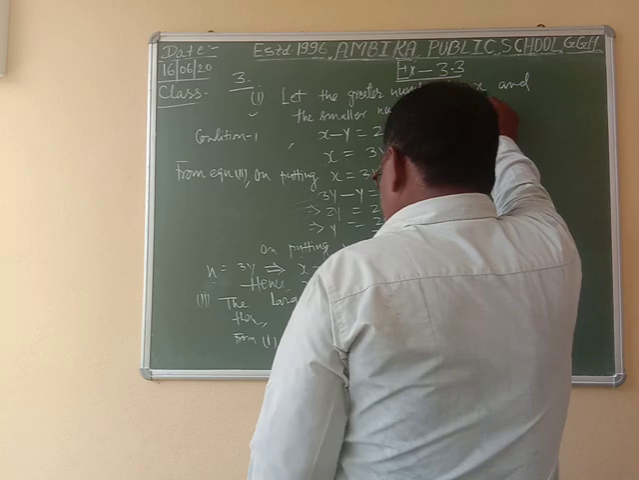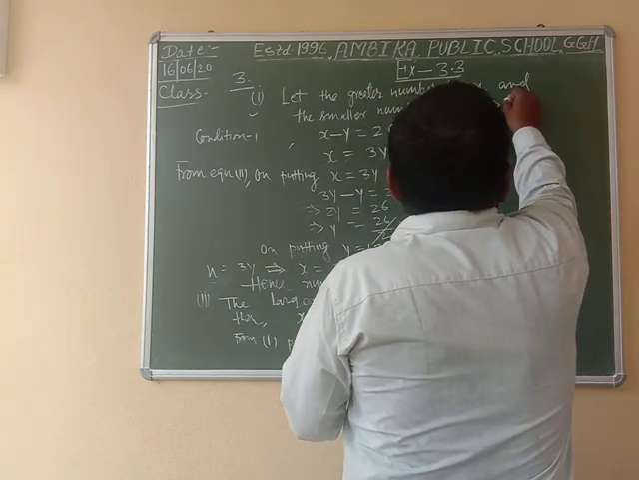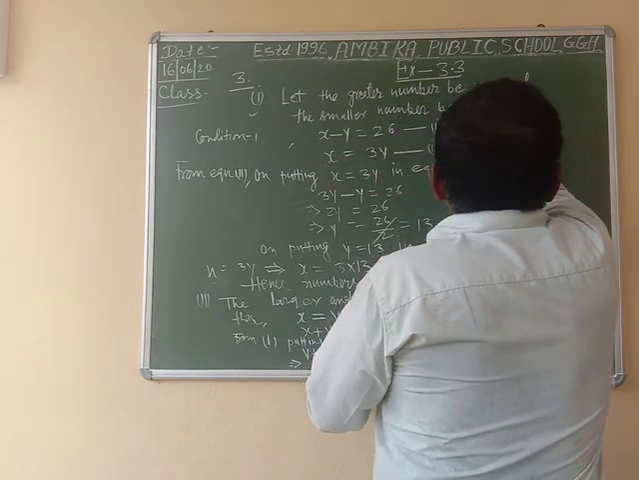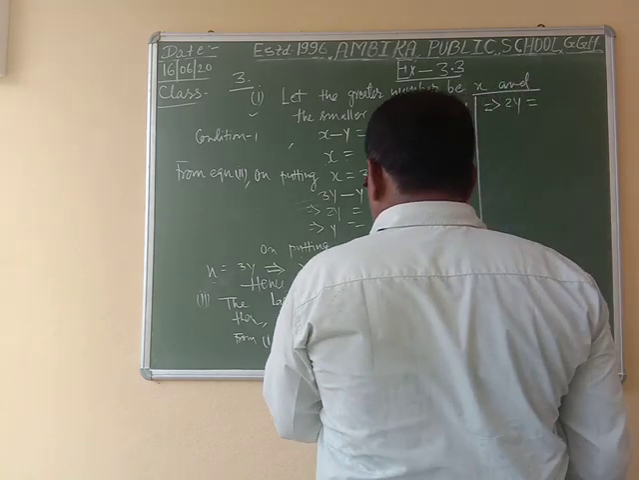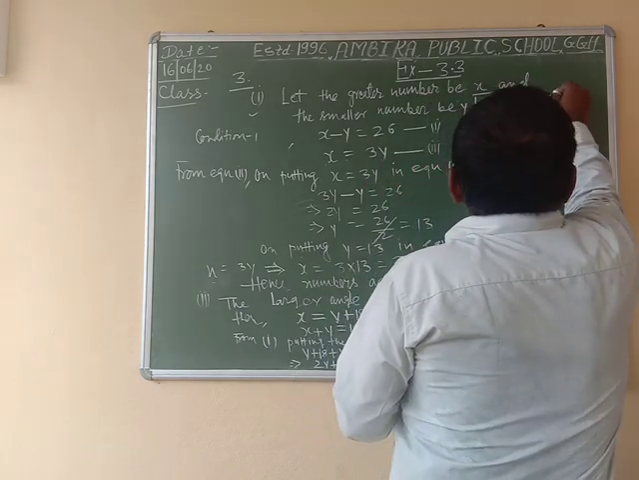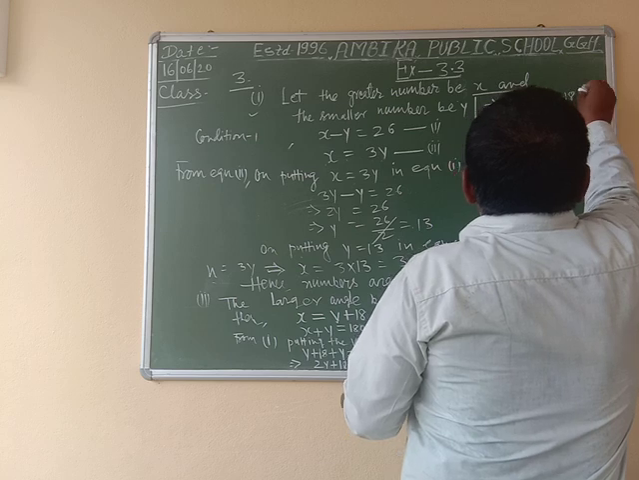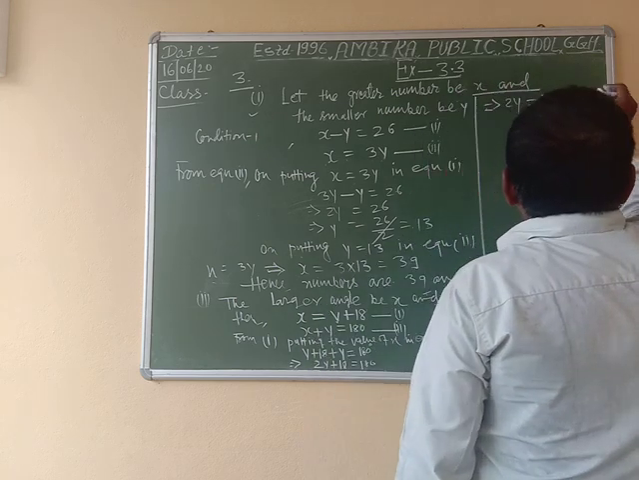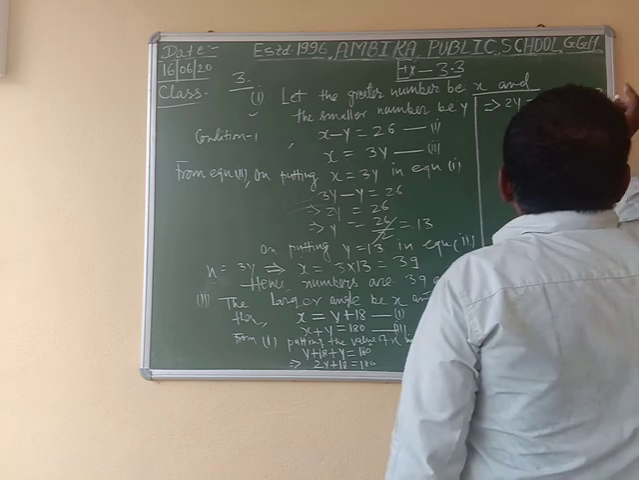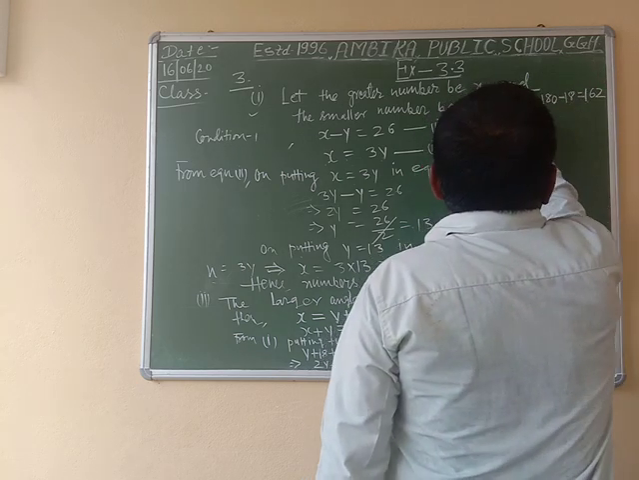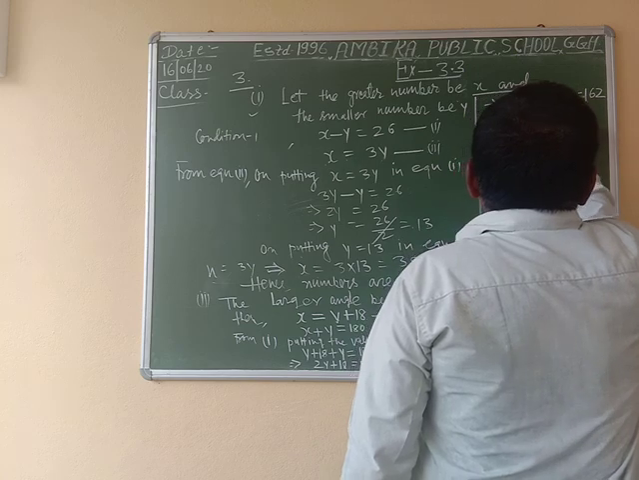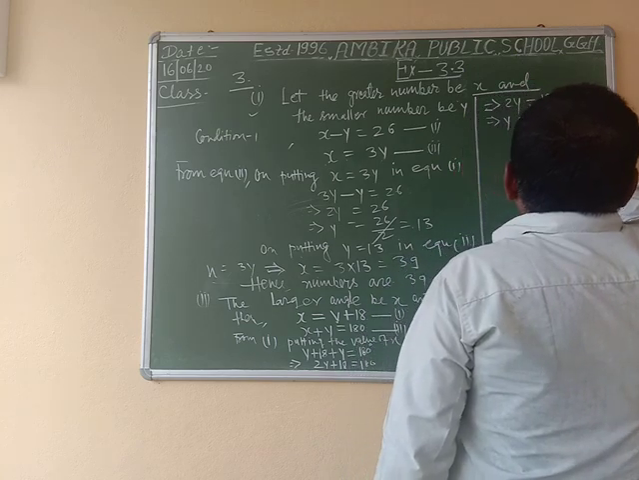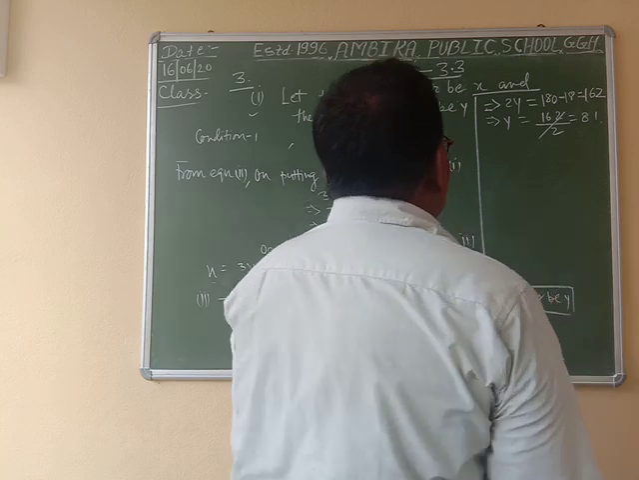Or 2y is equal to 180 minus 18, which is equal to 162, or y is equal to 162 by 2, which is equal to 81. Hence one angle is 81 degrees.